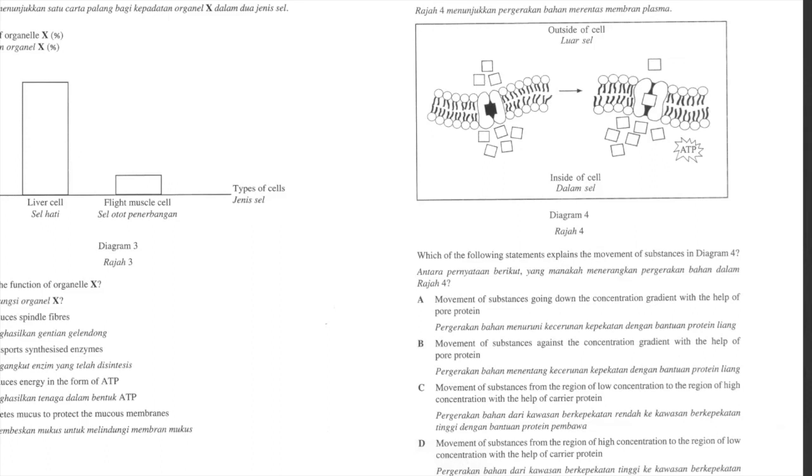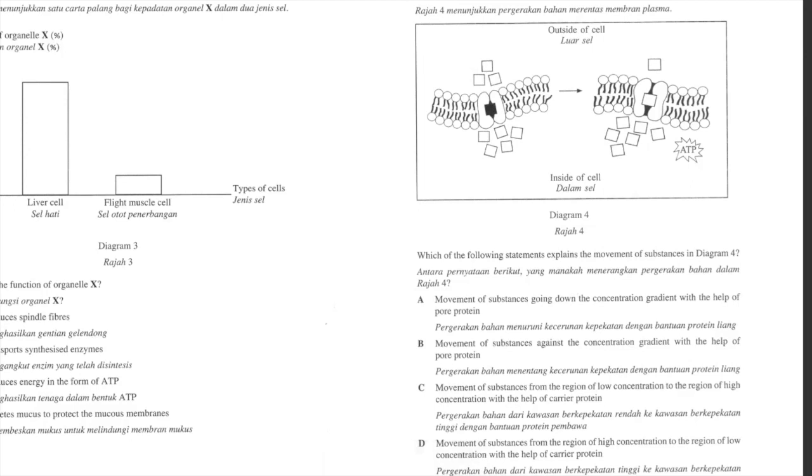Protein selalunya ada dua, iaitu carrier protein ataupun channel protein. Ni ada carrier sebab apa? Dia ada binding site, yang kat tengah ni. So substance tu dia akan bind dekat sini. Tapi kalau channel protein, dia tak ada apa-apa. Dia ada ruang yang besar yang mana substance tu boleh masuk dan keluar begitu saja. Which of the following statements explains the movement of substance in D?